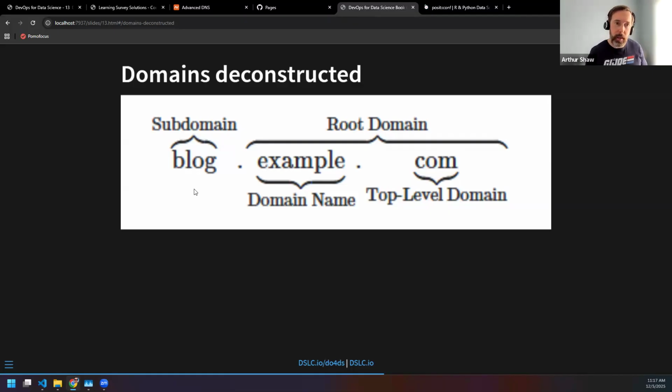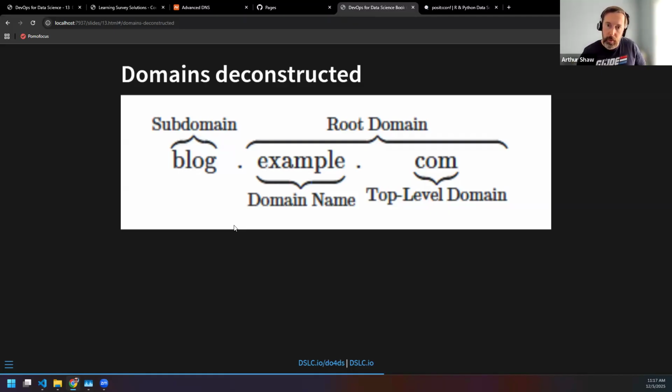But you could have any number of subdomains. So if you have a domain name, imagine that you own example.com, then you can have any number of subdomains. You could have blog.example.com, hello.example.com, et cetera, right? So you can control the subdomain, which could be useful.